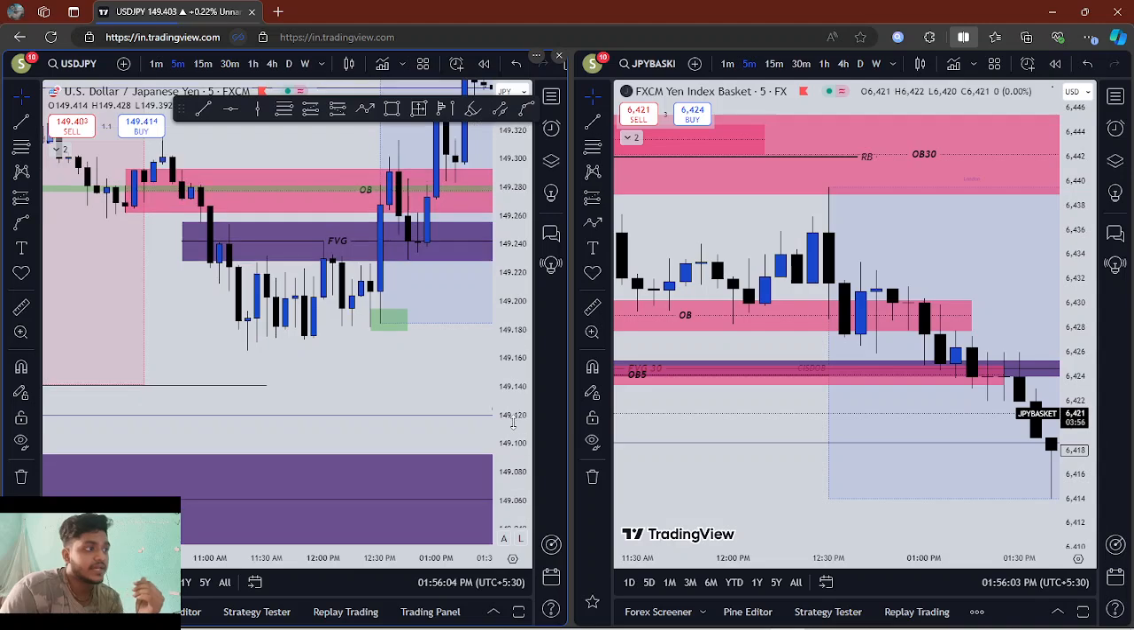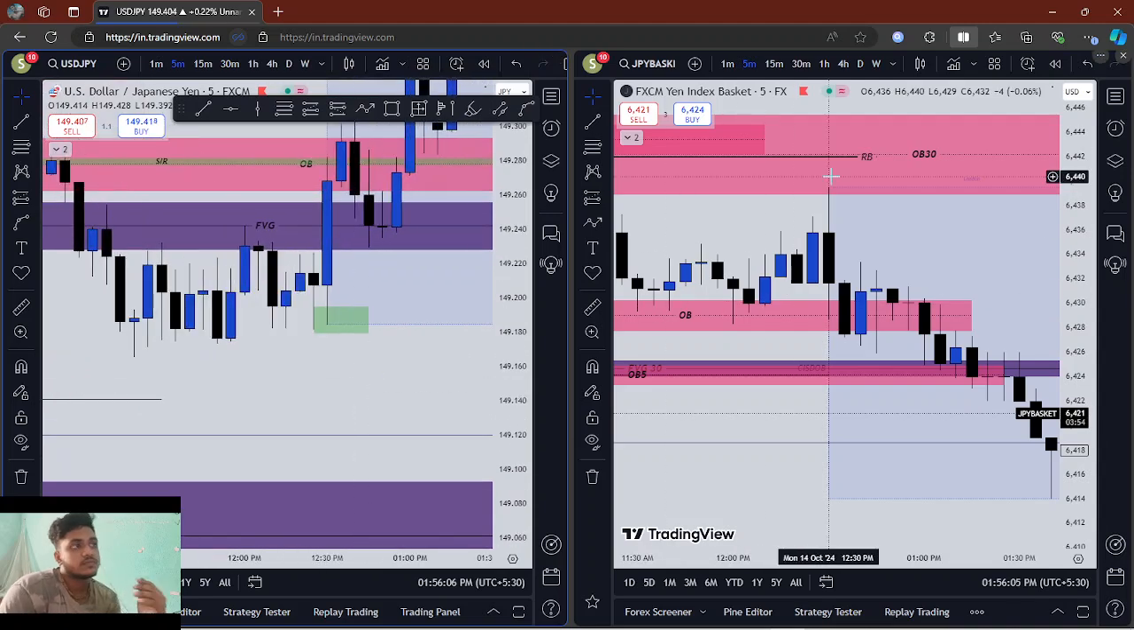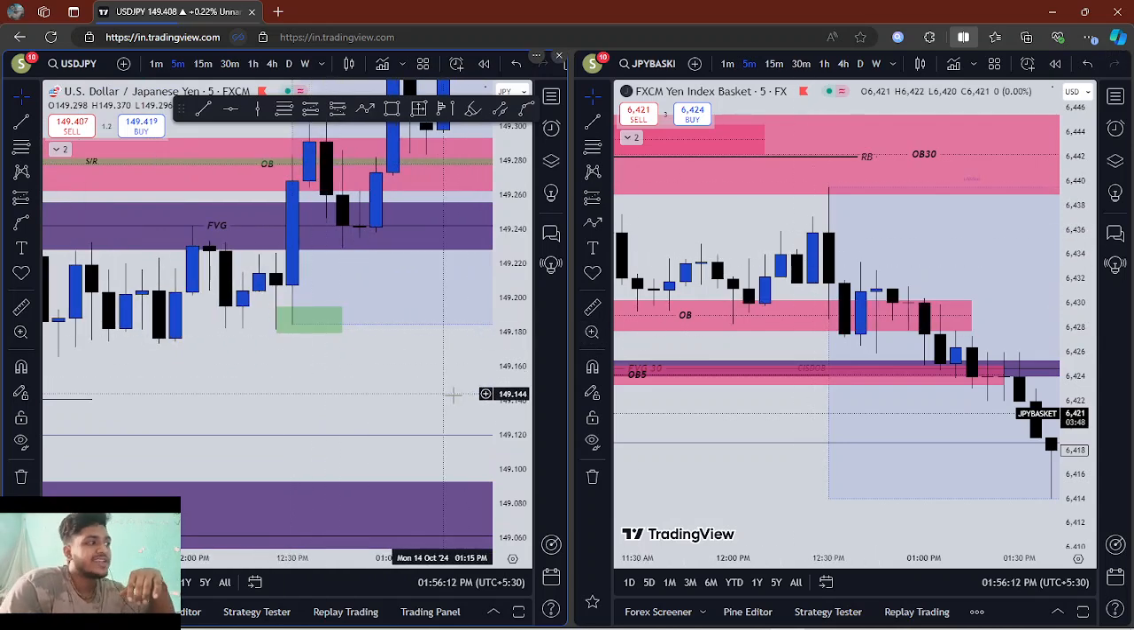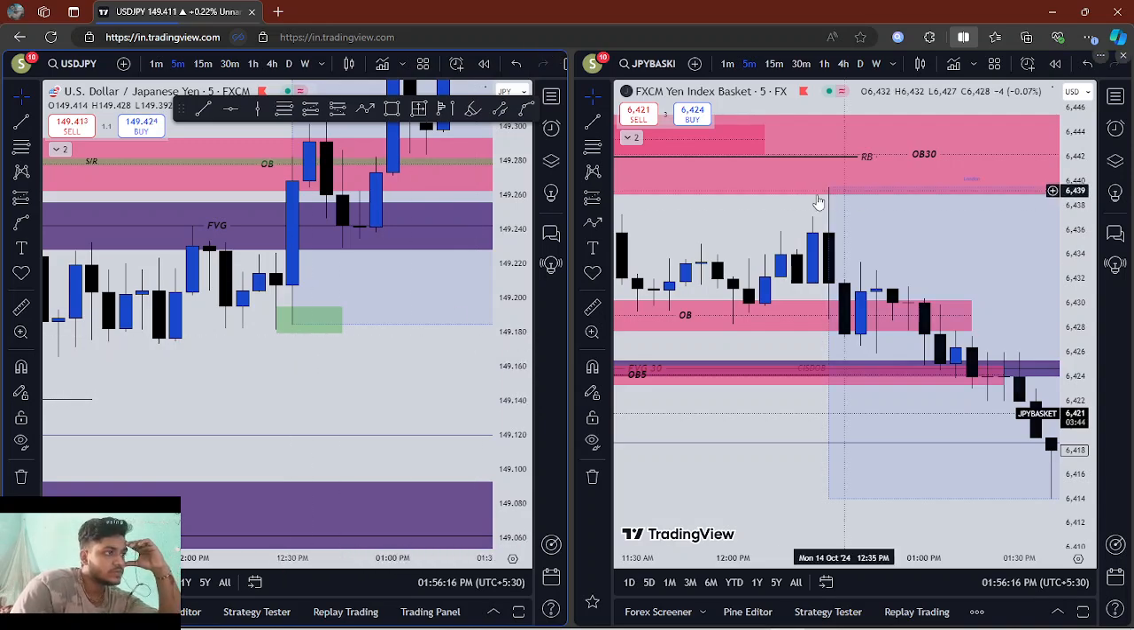Okay, so I was just thinking like that. But the way the JPY basket moved, this one didn't move that way. And I didn't find any SMTs as well. It was pretty nice.